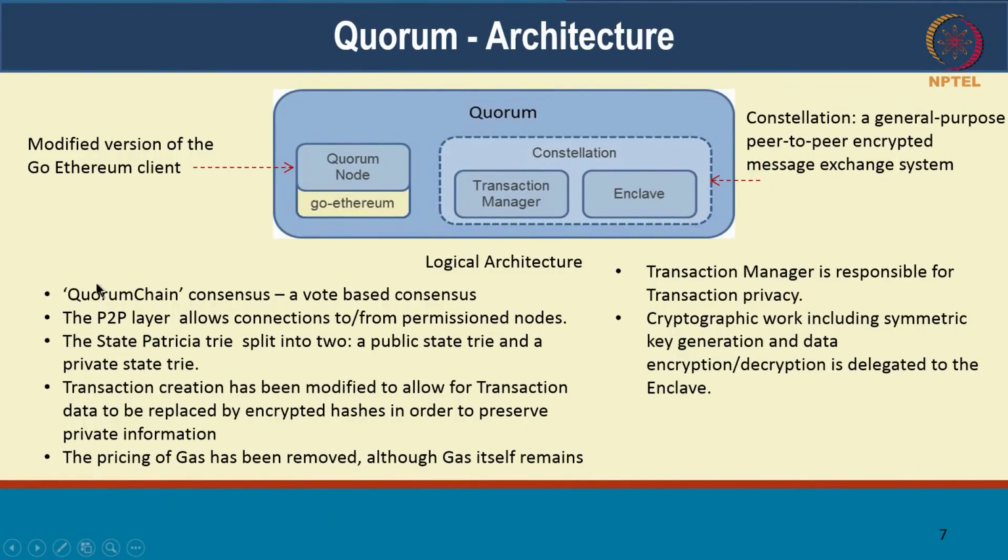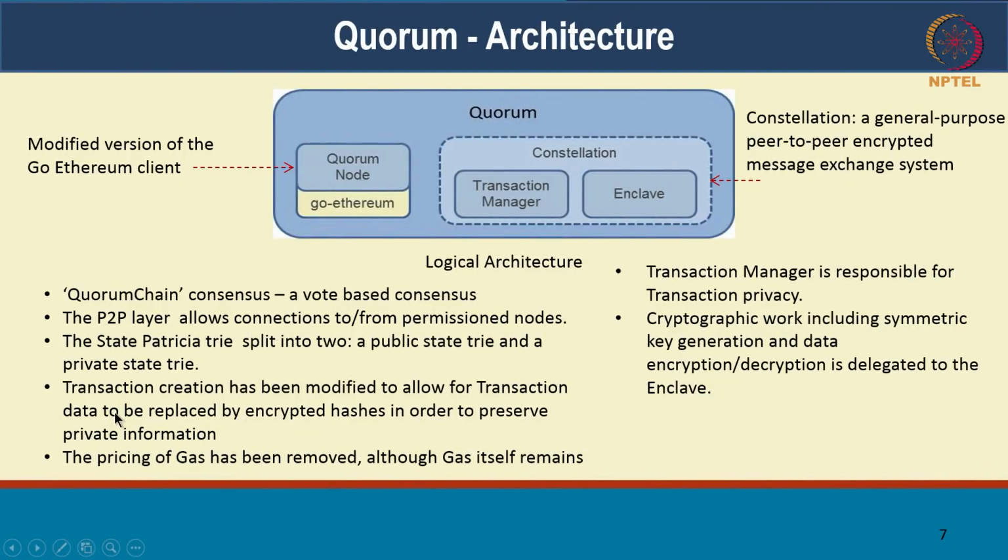And the different Quorum nodes adopt a notion of consensus, and the consensus itself, as I said, is pluggable. There's Quorum chain consensus, we'll talk about that, and there's also raft consensus that's supported. And there is a peer-to-peer layer that supports connection between these peers for exchange of messages. So that's through constellation. And there's a state Patricia tree that's split into two, right? So specifically, they support both public state as well as private state. We'll talk about that again in the next slide on how privacy of contract and transaction information is supported in Quorum.